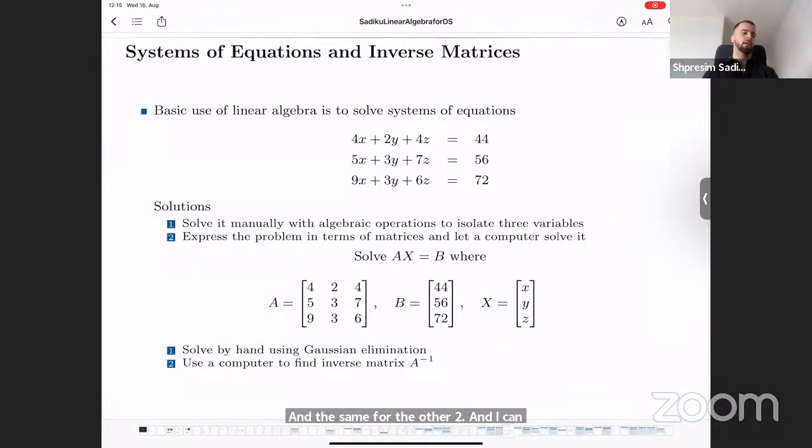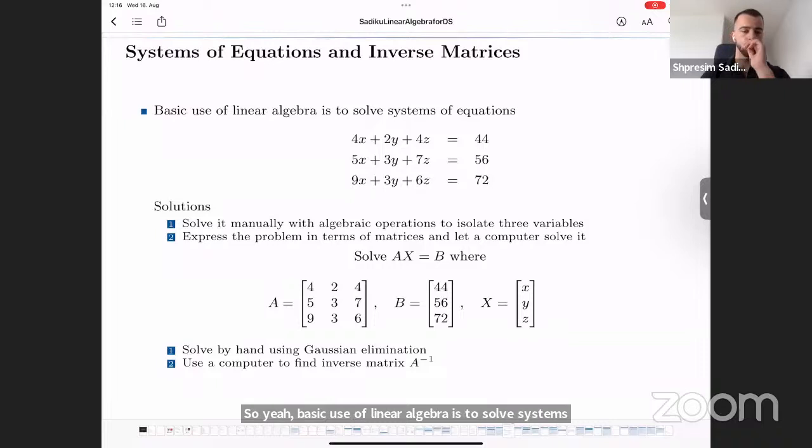All right, so then we have systems of equations and inverse matrices. As we saw, systems of equations are important, for example, when we had to find the eigenvectors corresponding to a certain eigenvalue. Note that they can have multiple solutions or they can have a unique solution. We would have a unique solution in case the matrix which represents this system of three linear equations has full rank. So a basic use of linear algebra is to solve systems of equations of this type. One way to solve this would be manually, with algebraic operations to isolate the three variables. This is what we did in the notebook.